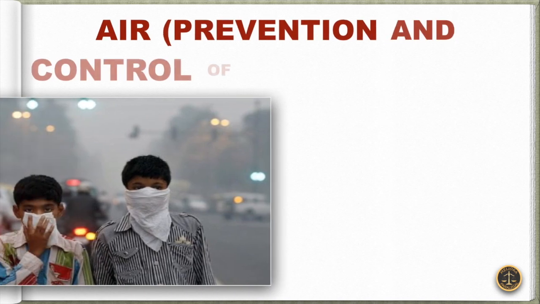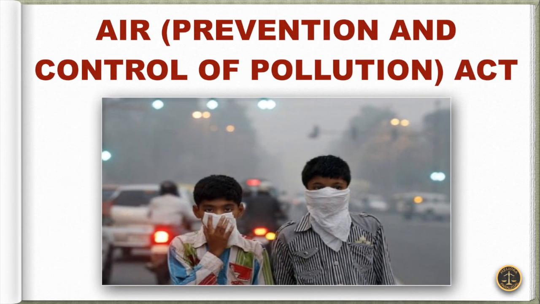Hello friends, in this video I am going to discuss the Air Prevention and Control of Pollution Act. In June 1972, the United Nations Conference on the Human Environment was held in Stockholm to take appropriate steps for the preservation of the natural resources of the earth, which, among other things, include the preservation of the quality of air and control of air pollution.